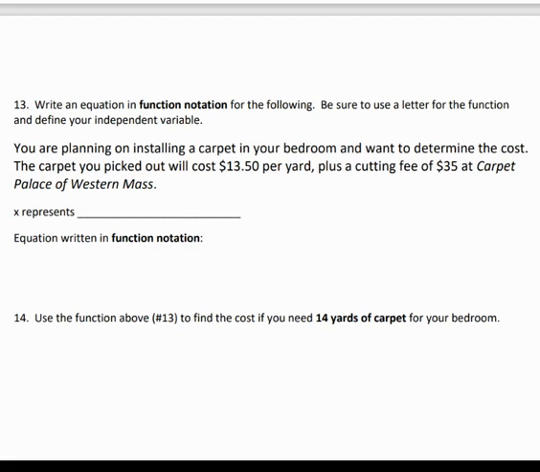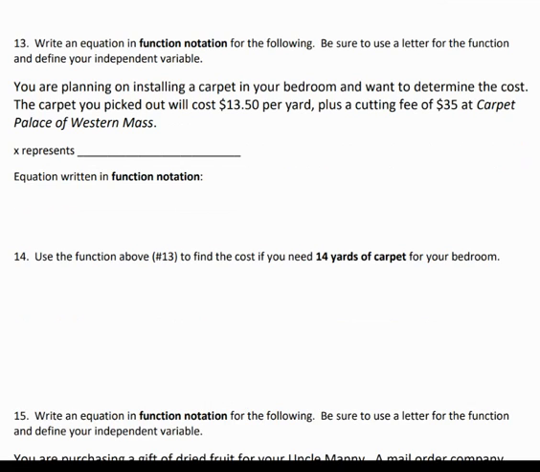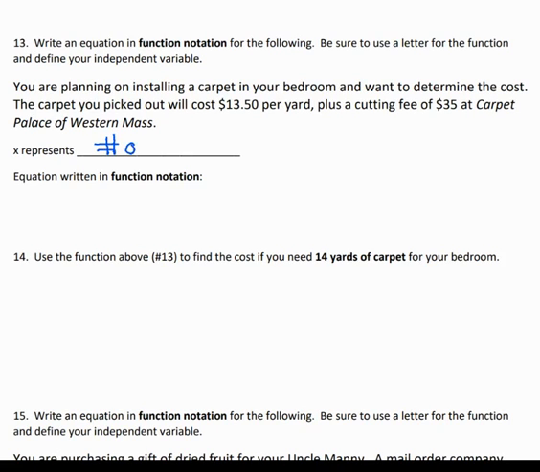So what does x represent, and what is our function going to be? So we are, and I'm just going to start this one for you, we're trying to figure out our total cost, and that's going to be based upon the size of your room, the number of yards. So x is going to represent the number of yards. If you are writing things and you don't have this printed out, just please, for number 13, start with saying x equals number of yards, or x represents number of yards. You don't need to copy the whole sentence.